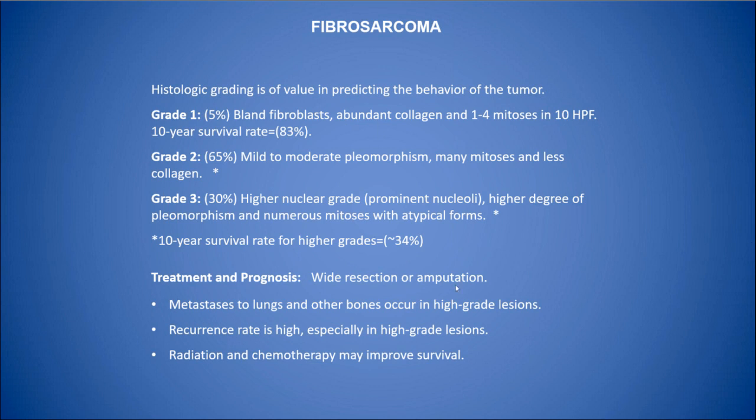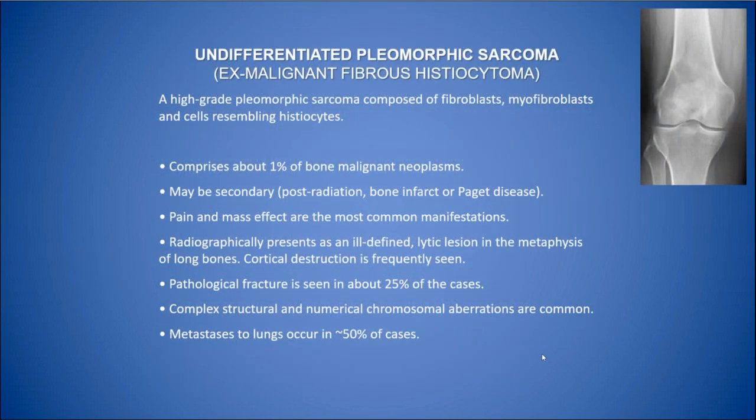Tumor treatment is wide resection or amputation, depending on the extent. And metastasis to lungs and other bones occurs in high-grade lesions. Radiation and chemotherapy may improve survival.